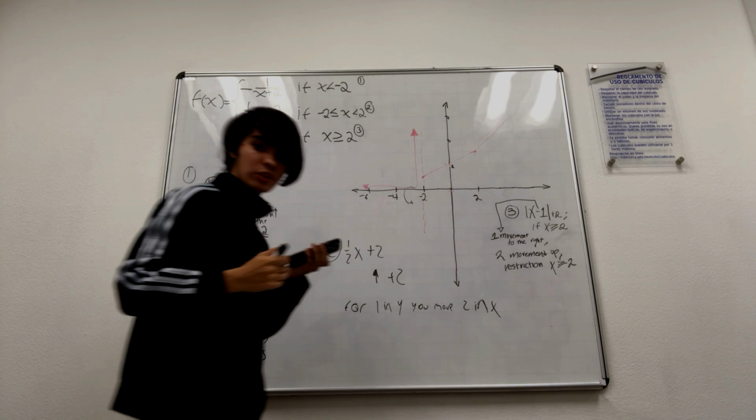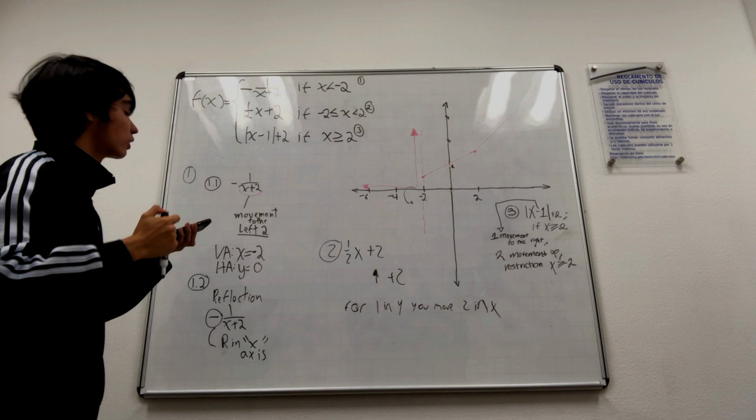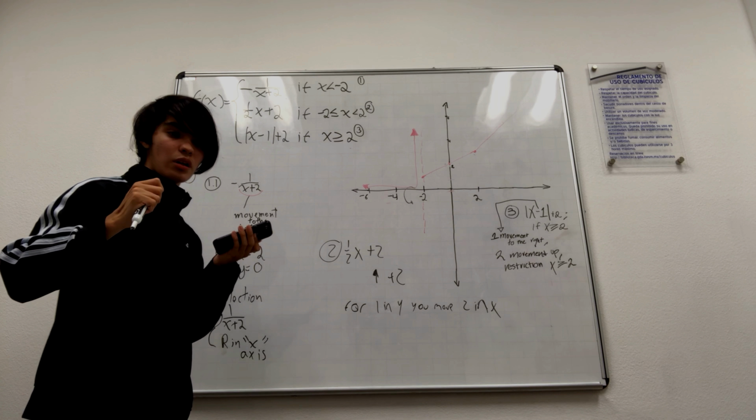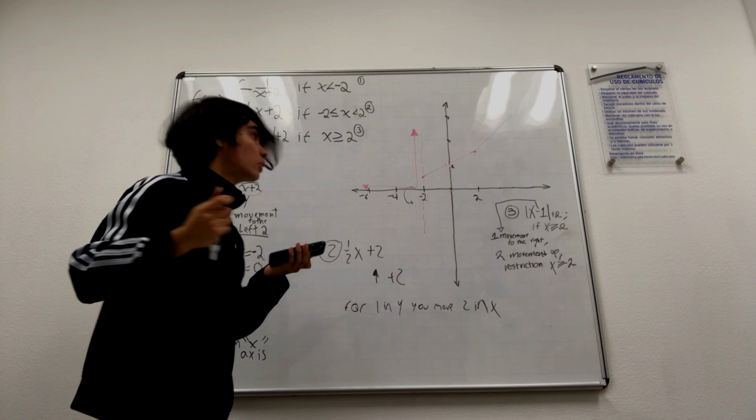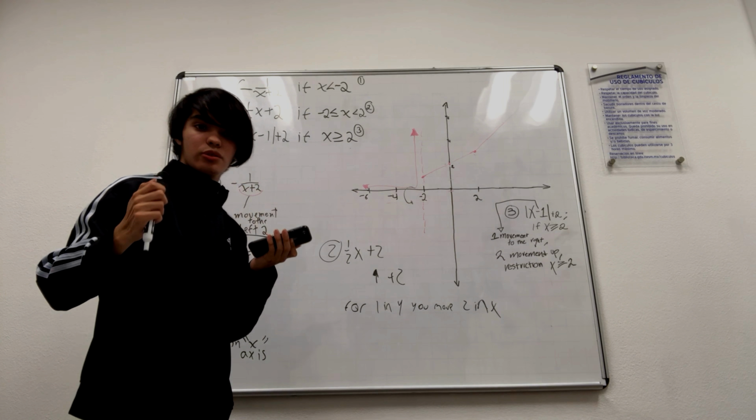And then we have the restriction that says that it can't be smaller than -2, and it can be bigger than 2.